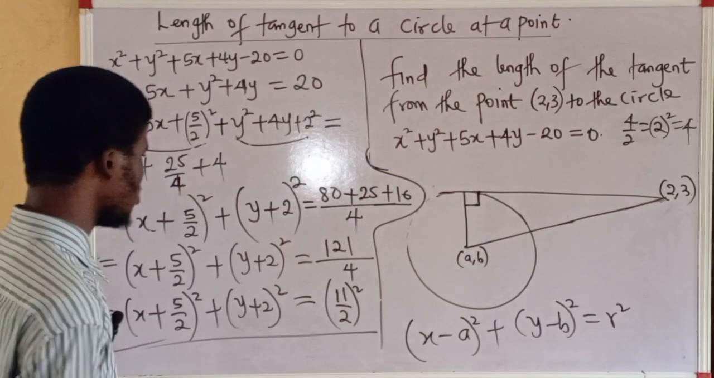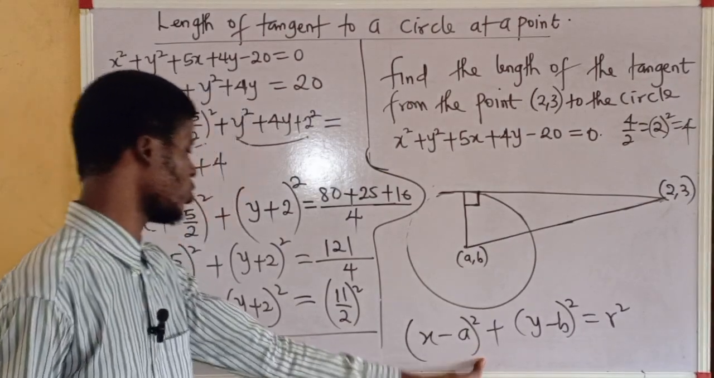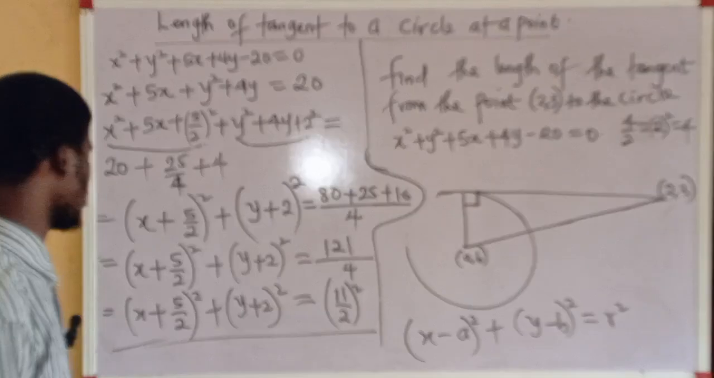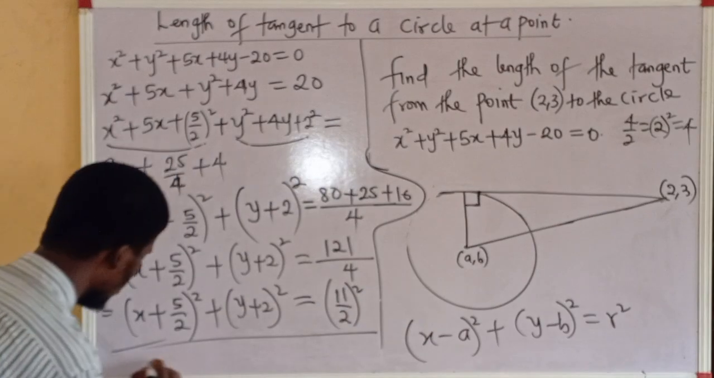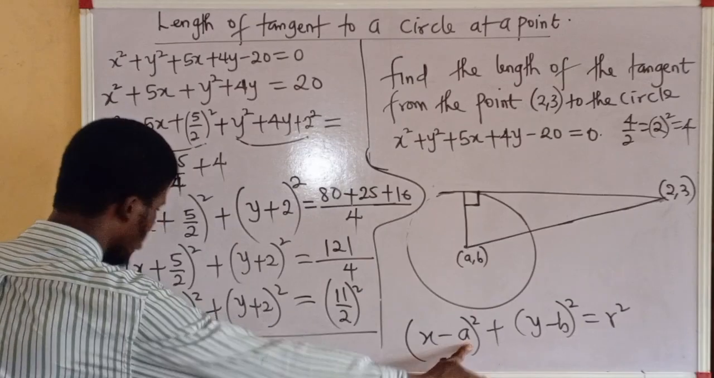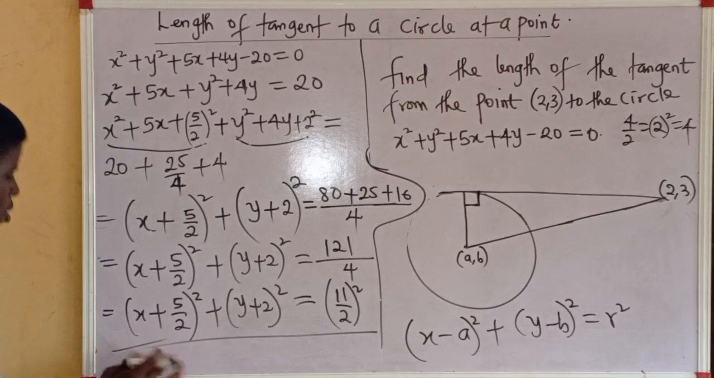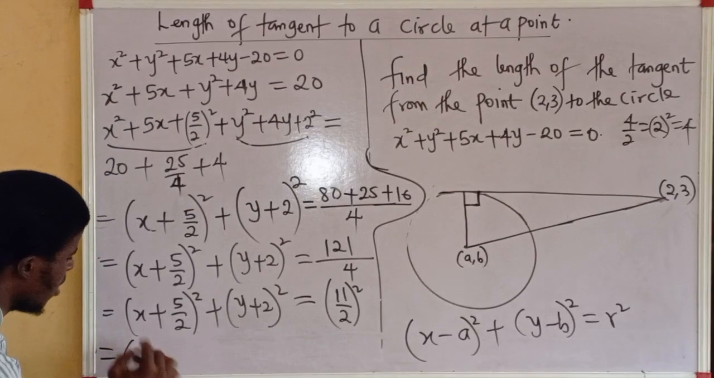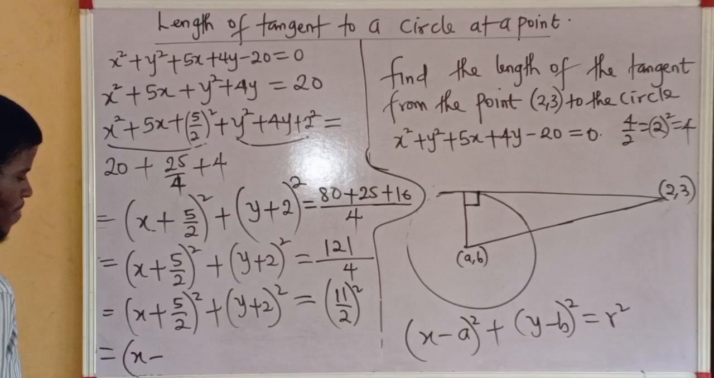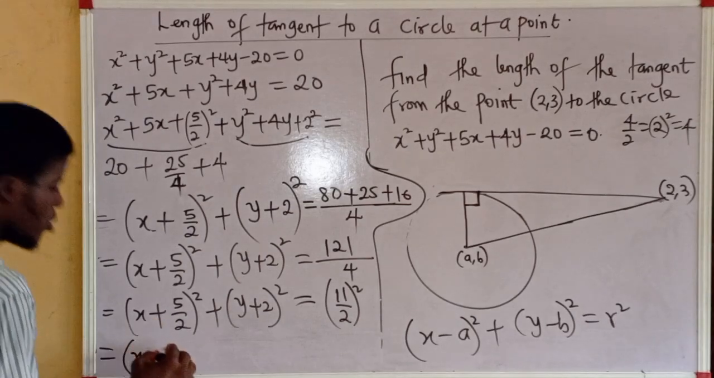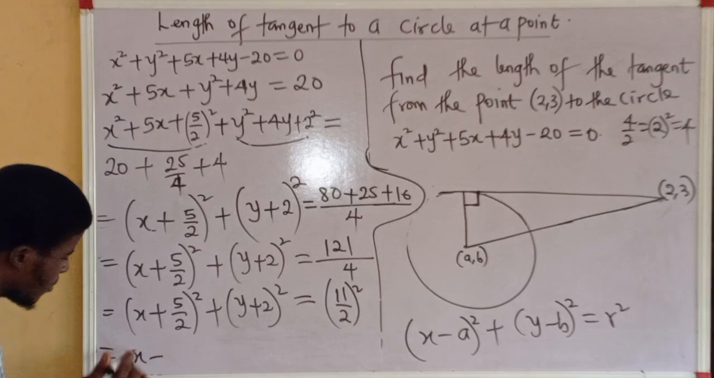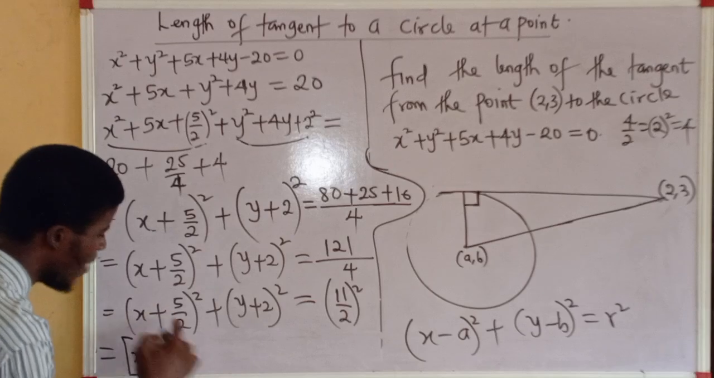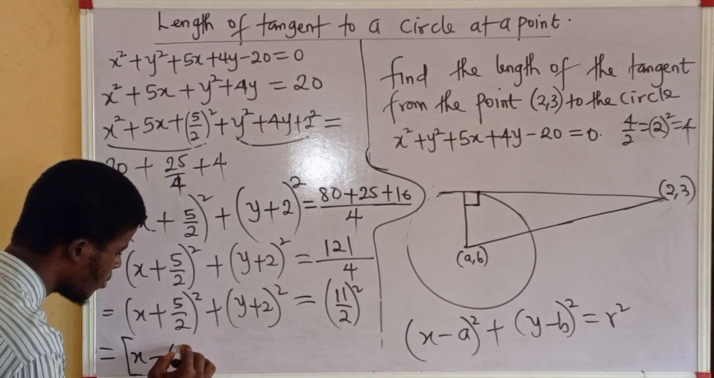So if we compare this equation to this, we are going to see that a is equal to minus 5 over 2. See something, I want to write this like this: x minus, if I introduce a minus, it means that this 5 over 2 will be carrying a minus as well.